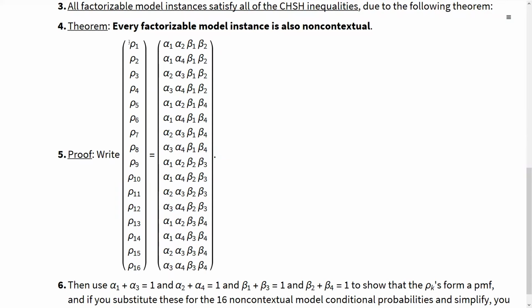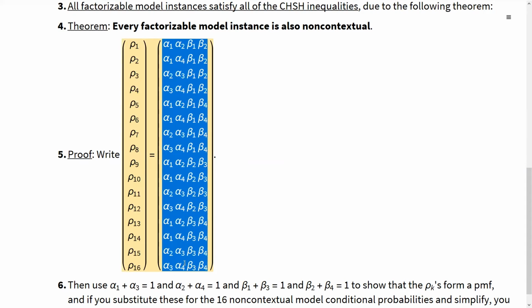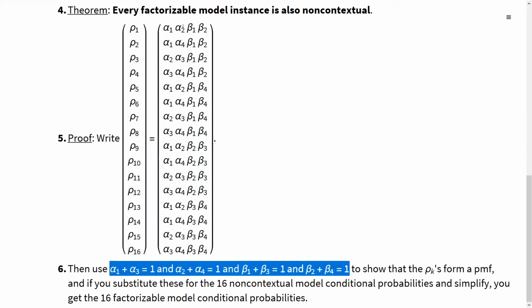Just define the non-contextual parameters to be equal to these alpha and beta products of 4 alphas, 2 alphas, and 2 betas each. Then use these constraints. Just do a little algebra. You can show that this is a PMF. In other words, these 16 products of 4 numbers add up to 1.